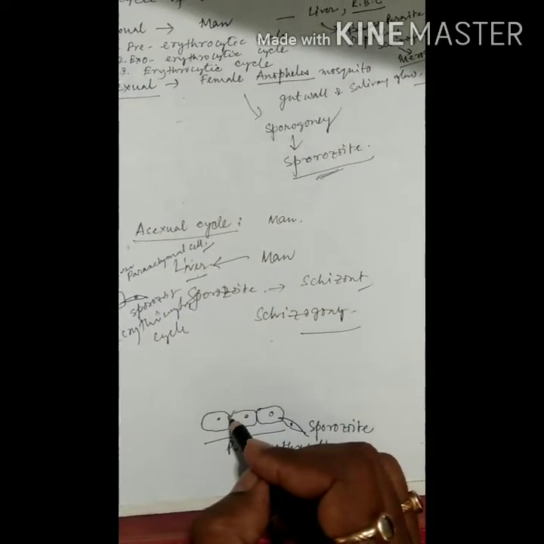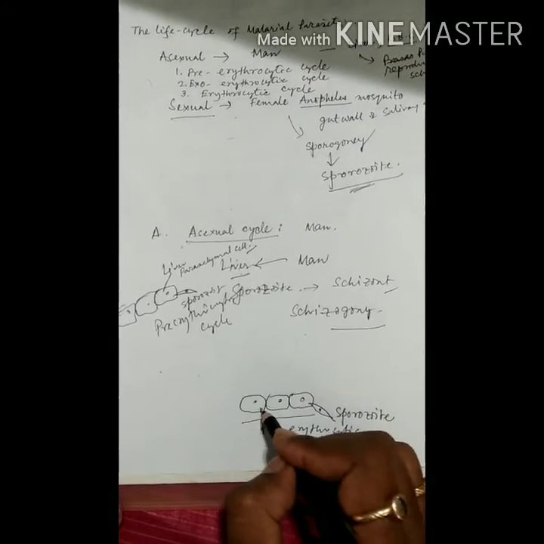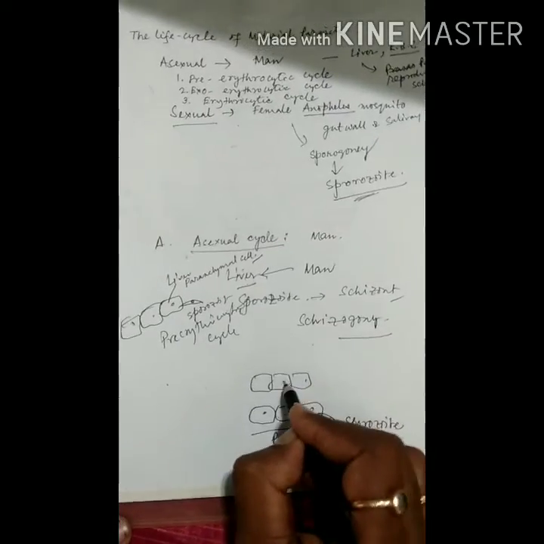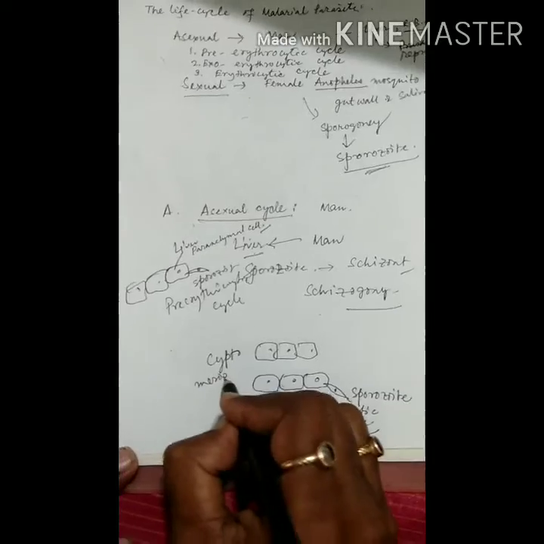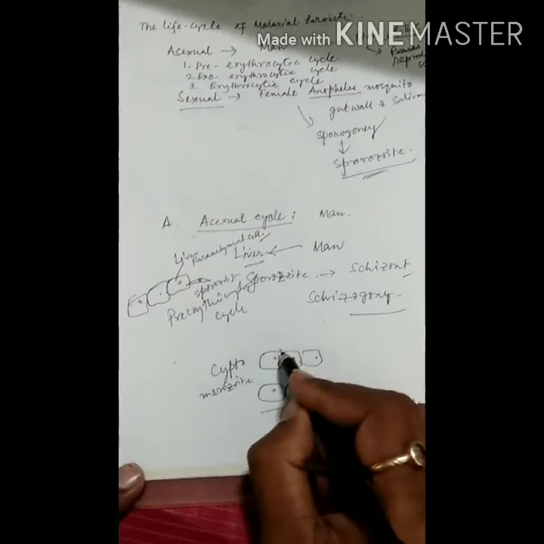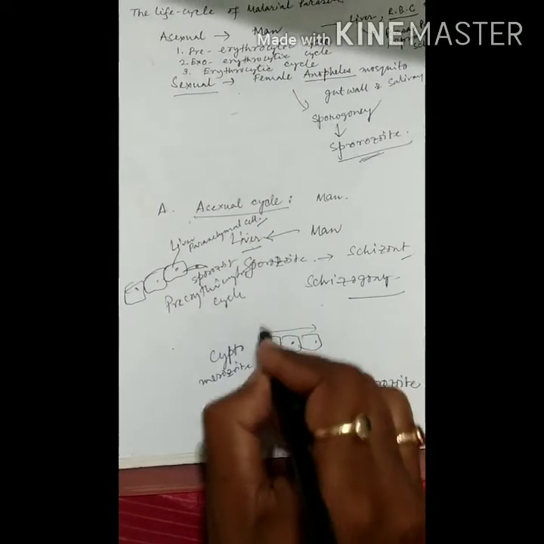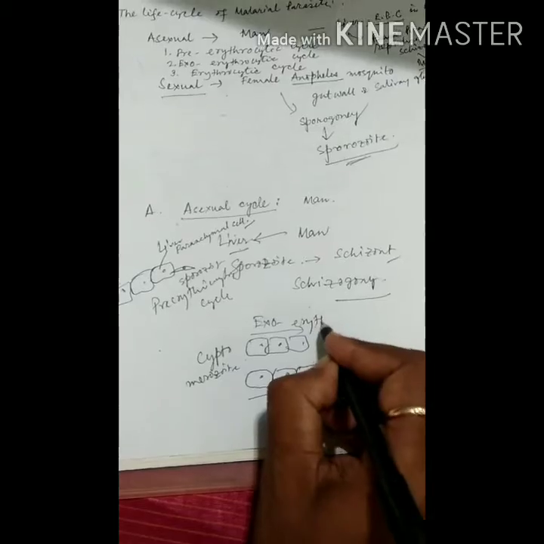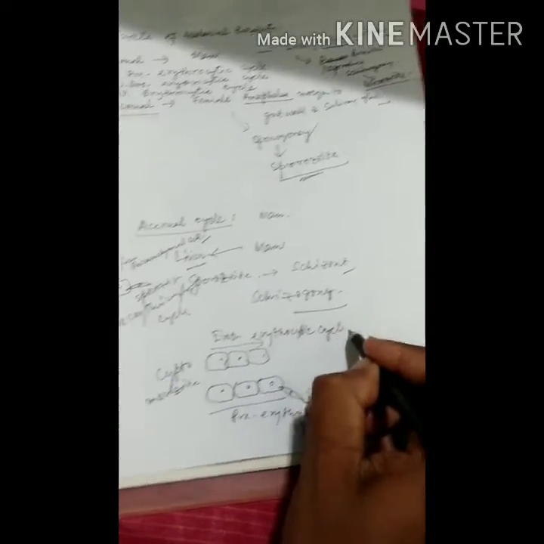Here, merozoites transform into the cryptomerozoites. Cryptomerozoites attack fresh liver cells and continue the cycle. It is called the exoerythrocytic cycle.